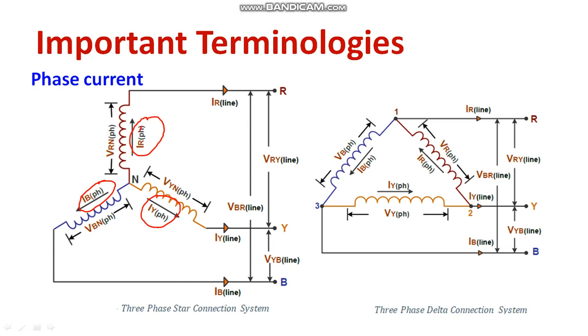In case of delta, look at this. These are the currents flowing through the windings. There is a circulating current which is flowing through each winding: IR phase, IB phase, IY phase. These are called the phase currents. Have a note on this. Phase current.